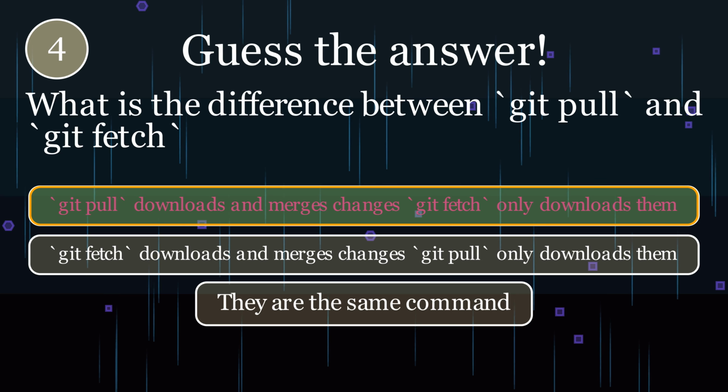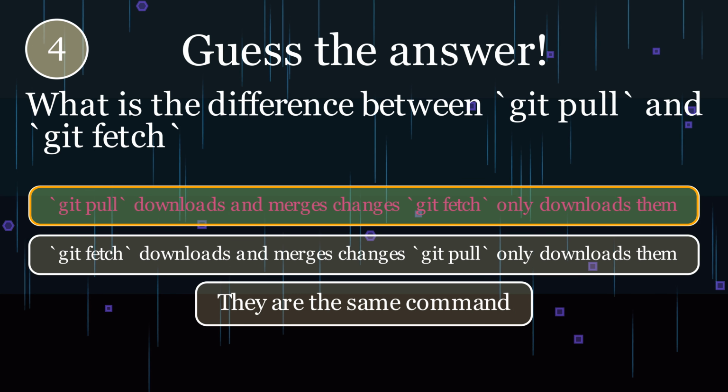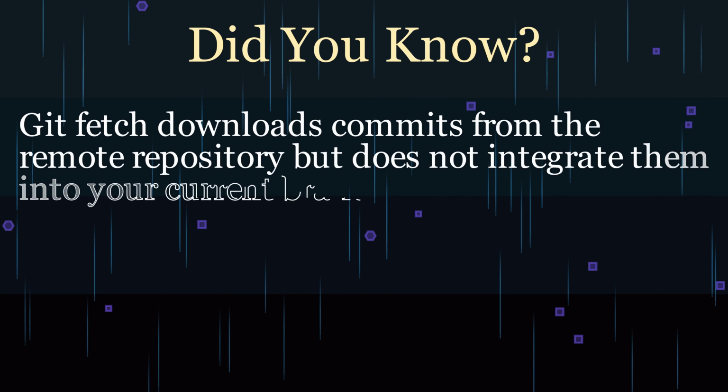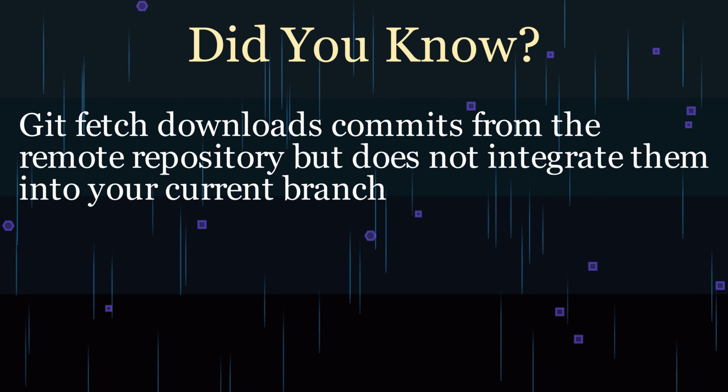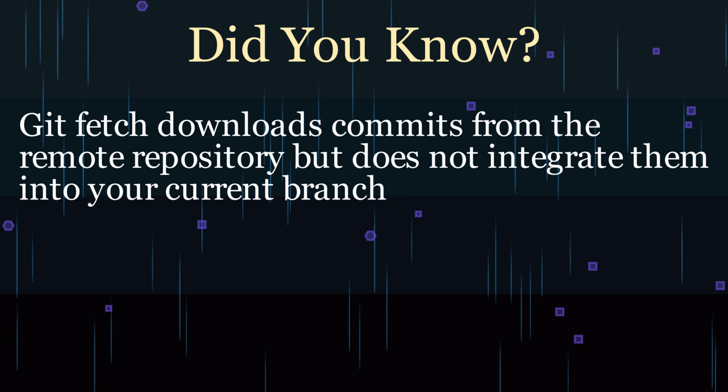The correct answer is, Git pull downloads and merges changes, Git fetch only downloads them. Here's an interesting fact. Git fetch downloads commits from the remote repository but does not integrate them into your current branch.